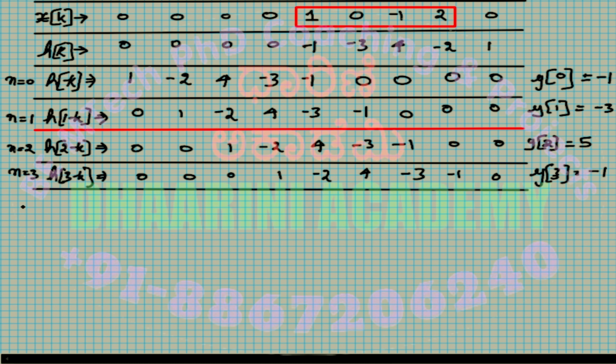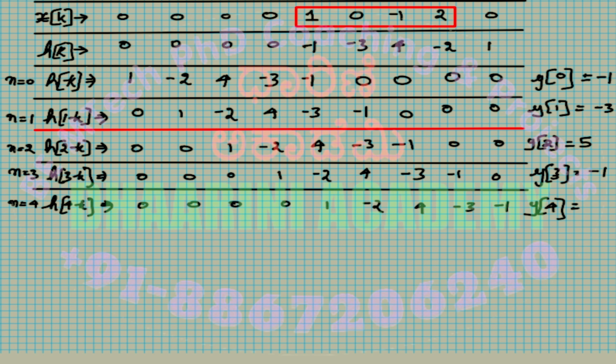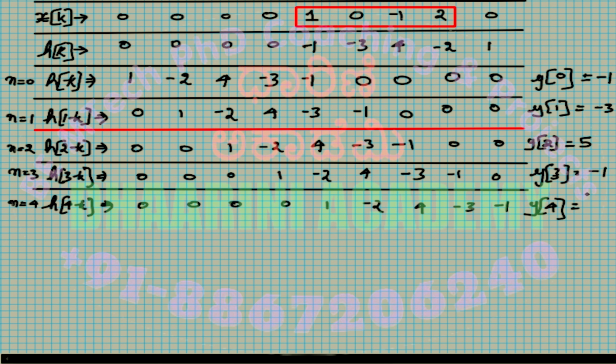All right, so now I perform the next operation by making n equal to 4, and I'm writing h of 4 minus k, right? So this will be adding zeros, 0, this 0 comes here, 1, minus 2, 4, minus 3, minus 1. So I'm calculating now y of 4. How much? What is the answer? Calculate and tell me that. Okay, so it's minus 9.